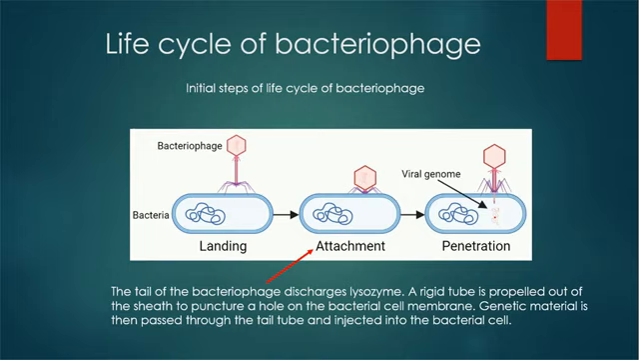In the third step, the viral genome is injected into the bacterial cell. And how is this happening? First of all, the bacteriophage releases the enzyme lysozyme, which is an antibacterial enzyme, and it digests small parts of the cell wall. After that, a rigid tube is propelled out of the sheath to puncture a hole in the bacterial cell wall. After the hole is produced, the genetic material moves from the capsid through this tube and enters into the bacterial cell. Now all these steps will be the same for all the cycles of a bacteriophage.